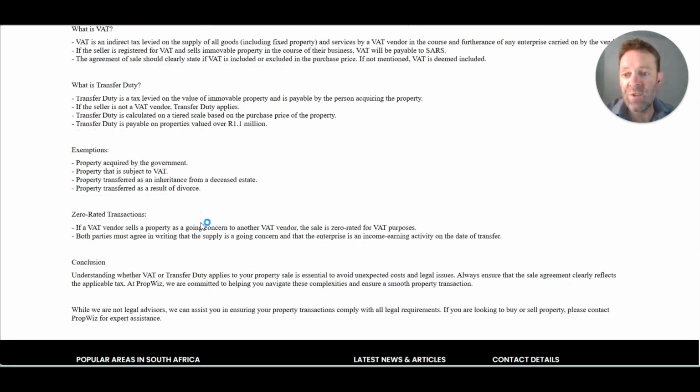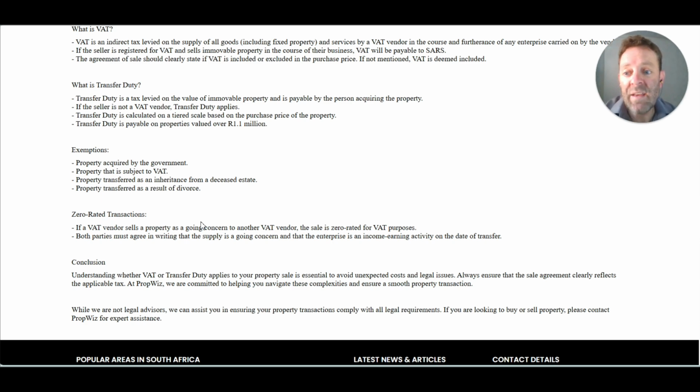There are some exemptions to transfer duty. That will be property acquired by the government, property that is subject to VAT, property transferred as an inheritance from a deceased estate, or a property transferred as a result of a divorce. You also then get zero-rated transactions.